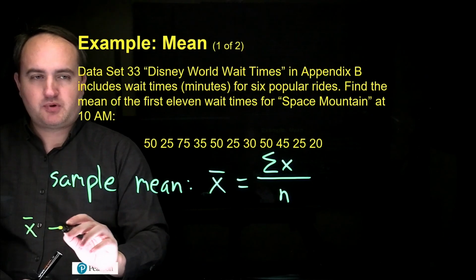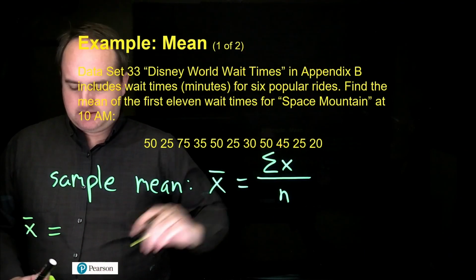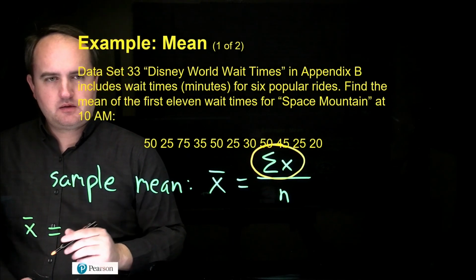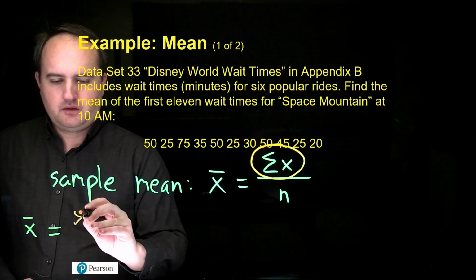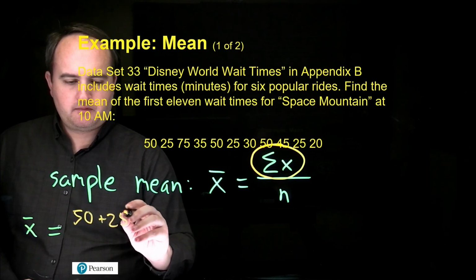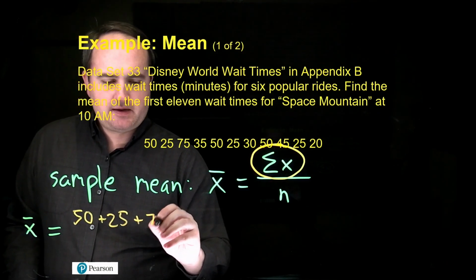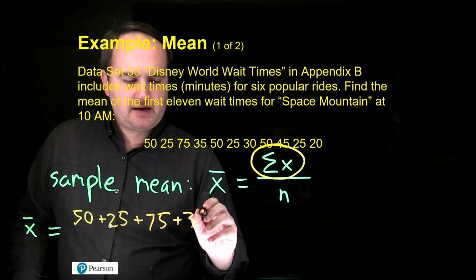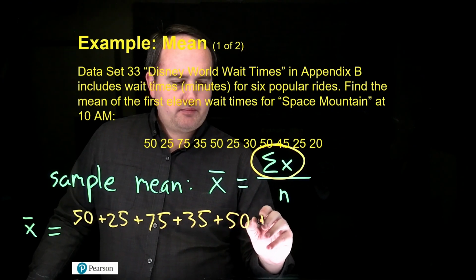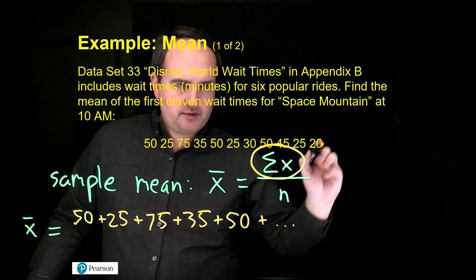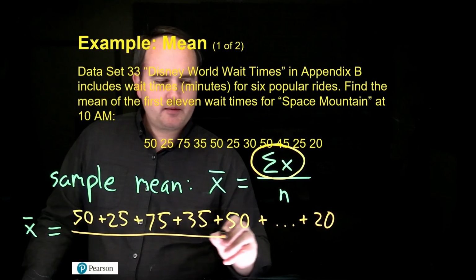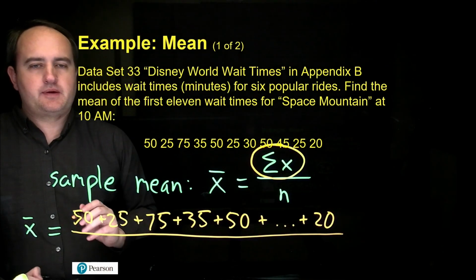So x bar equals sum of x. That's our numerator. And that one is going to be adding up all these values. So 50 plus 25 plus 75 plus 35 plus 50 plus etc. All of these numbers all the way plus 20. I got lazy. I didn't want to keep writing them. Okay, so I'm just adding them up.